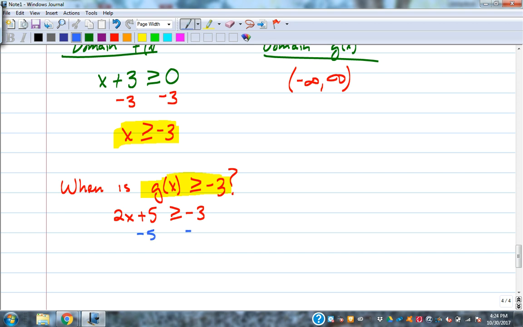And then subtract 5, 2x greater than or equal to negative 8, divided by 2. X has got to be greater than or equal to negative 4. Okay.